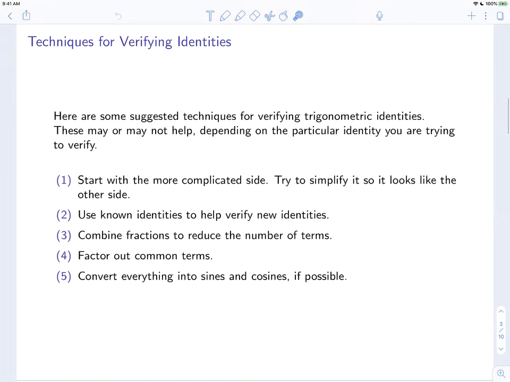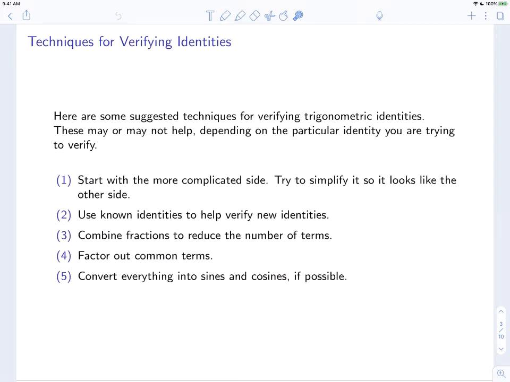Mainly what we'll be doing now is verifying new trigonometric identities. Here are some techniques for doing that. These may or may not help depending on what it is you're trying to show. Start with the more complicated side. Try to simplify it so it looks like the other side.